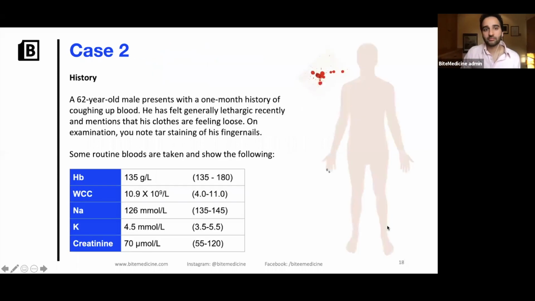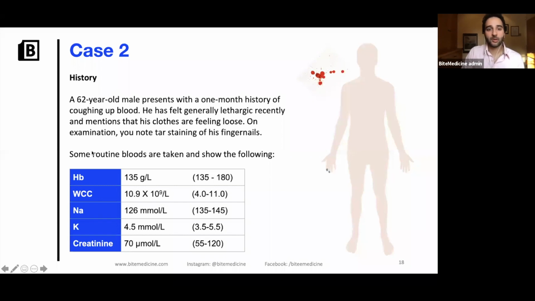Good. So case number 2. We're moving away from asthma towards this lung cancer case. So we have a 62-year-old chap presented with a 1-month history of coughing up blood. He has felt generally lethargic recently and mentions that his clothes are feeling loose. On examination, as you can see here, we have this graphic of tar staining on his fingernails.